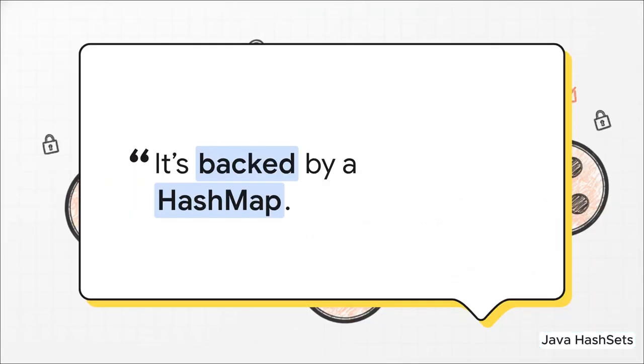And there it is, the big secret. A hash set isn't some magical new data structure built from the ground up. Nope. It's actually a really clever wrapper. Just an abstraction built right on top of another Java workhorse, the HashMap. And once you understand this one fact, everything else about a hash set just clicks into place.